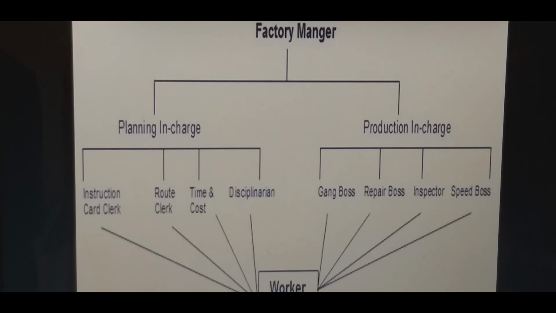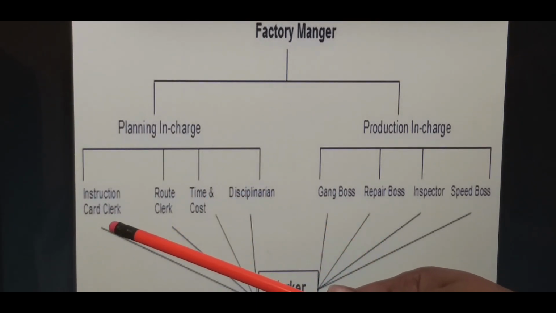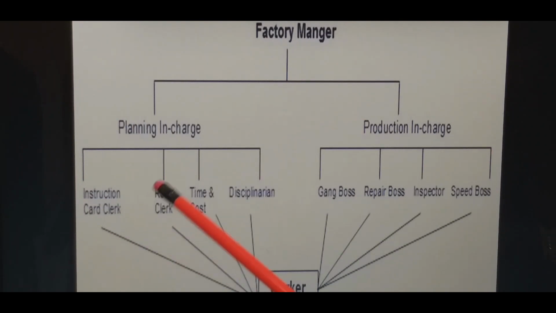That is, whether all the machines, materials which are required, the resources which are required, whether that is there in the organization or not. The gang boss works according to the instructions being given by the instruction card clerk. The instruction which is prepared by the instruction card clerk, that is given to the gang boss, and based on that he sees that all the resources which are required for doing the production work, whether everything is available or not, he has to arrange for that.